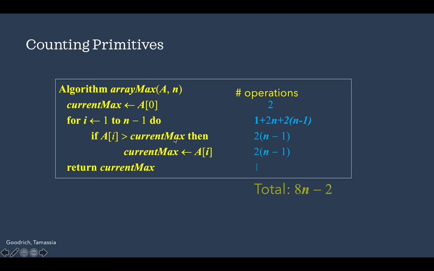Always this condition will be true and this will be executed, right? So we are assuming a worst case maximum time. What will be the maximum time? Again it becomes 2 of n minus 1 and this will be 1. When you add all this, you will get 8n minus 2. So that is the time complexity of your algorithm, where n is the size of the input. Okay, hope this is clear.